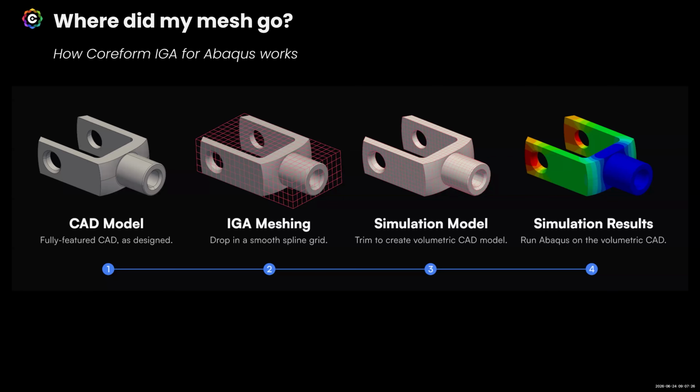Another common question we get is, where did my mesh go? Is this a meshing-free method? Is it mesh free? The mesh is still there. We are still a finite element method, or a Galerkin method.